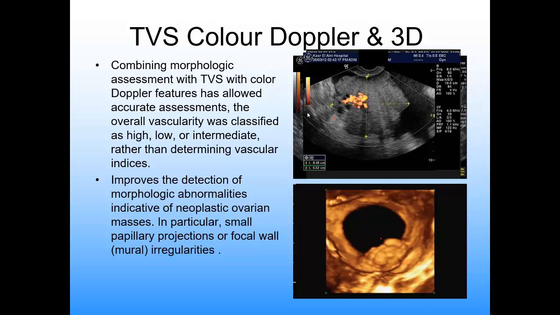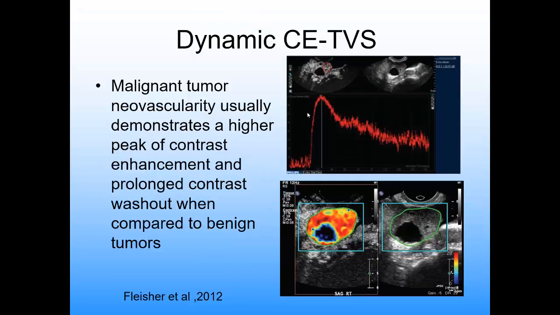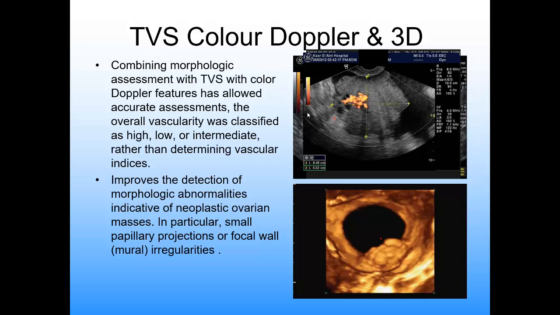The overall vascularity was classified as high, low, and intermediate, and nowadays we give it a color score. Like this one, it is color score 4 to 5, because we have large central vessels inside this lesion.